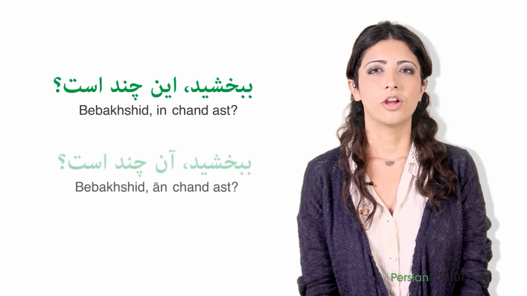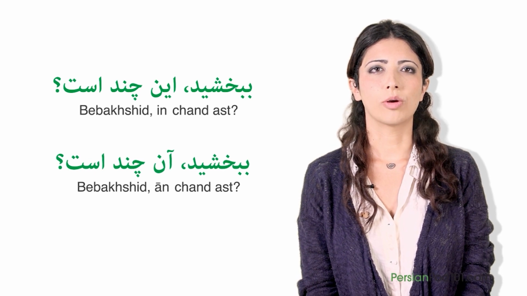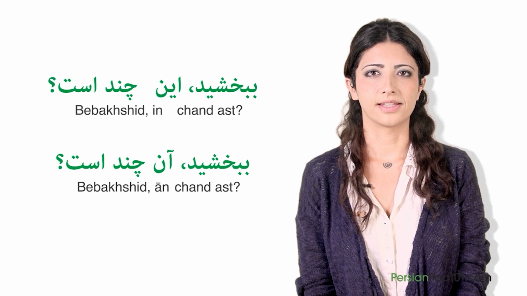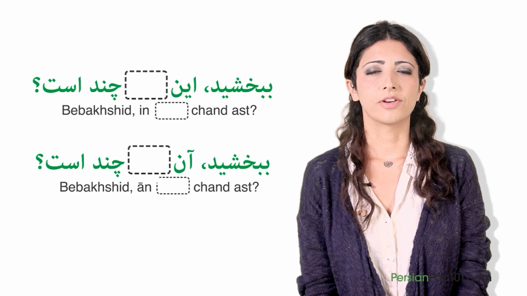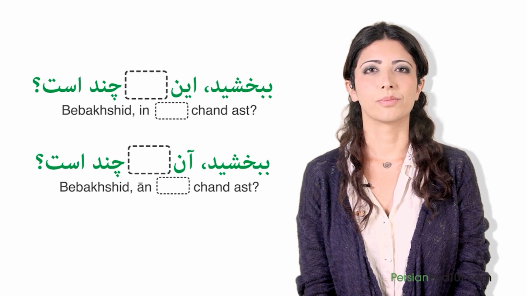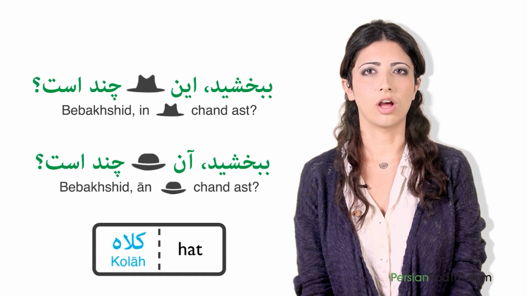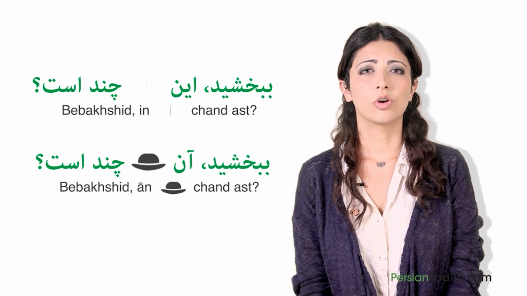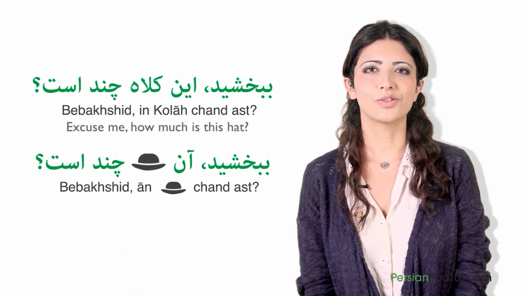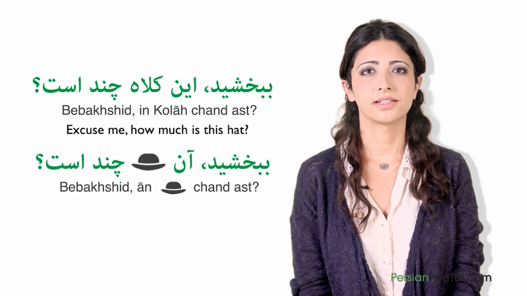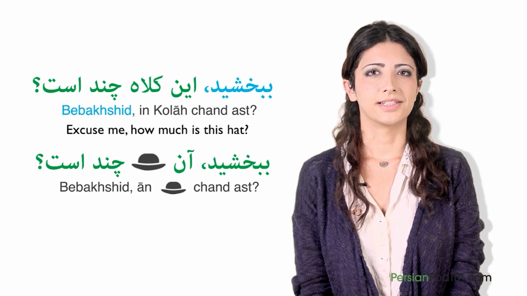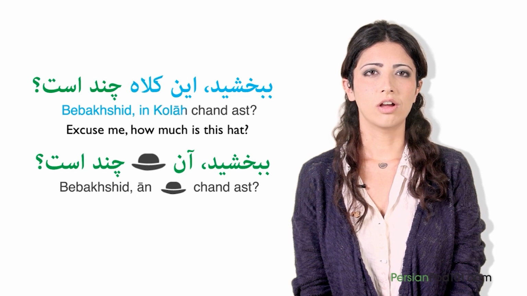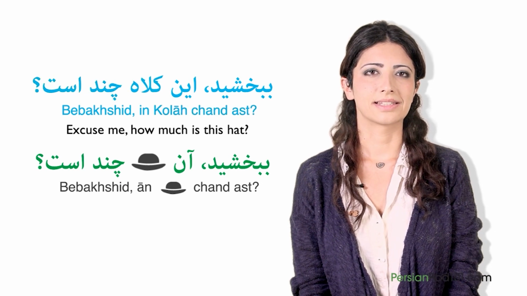Now, if you want to put an object in here, remember that you always put an object or a noun after this and that. For example, if you want to ask for the price of a hat, کلاه, near you, it would be ببخشید, این کلاه چند است؟ Excuse me, how much is this hat?